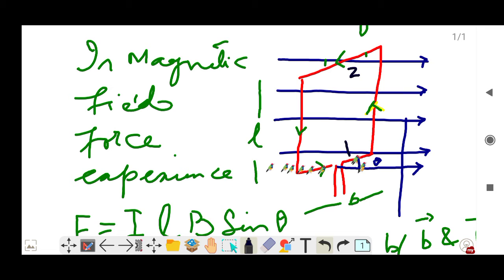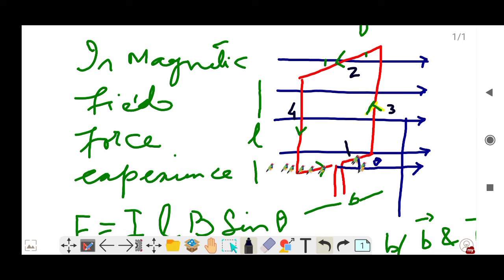Let me come to the other conductors. Let me call this conductor 3 and this conductor 4.